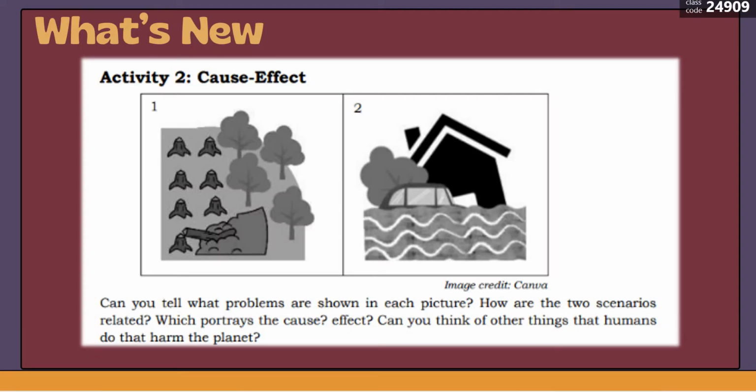Activity number 2. Cause and effect. Can you tell what problems are shown in the picture? How are the two scenarios related? Which portrays a cause, and which an effect? Can you think of other things that humans do that harm the planet? Okay, let's move on.